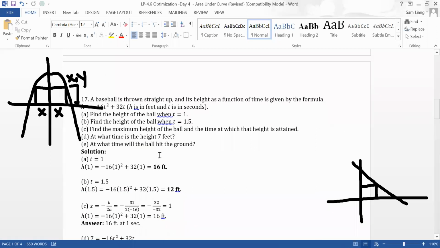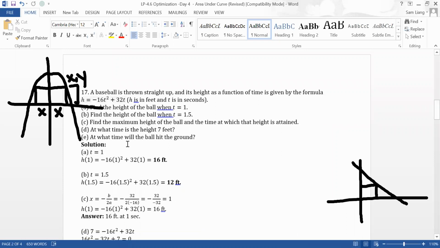So part A, we have t equals 1. So we literally just plug 1 into the equation, right? So we have negative 16 times 1 squared plus 32 times 1, which ends up being 16 feet. Okay, that's part A. Part B, it's t equals 1.5. So again, plug 1.5 into the equation. You're going to end up with 12 feet.